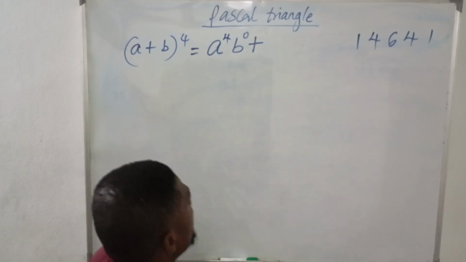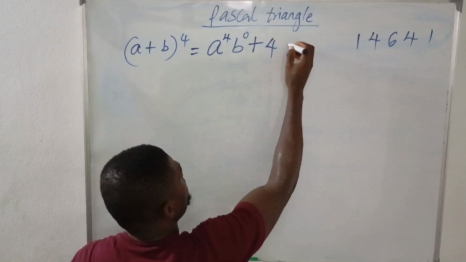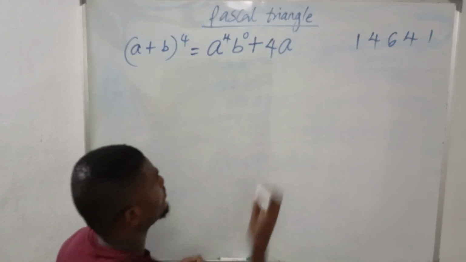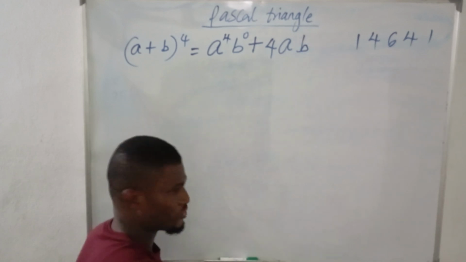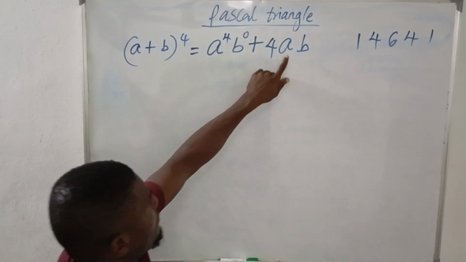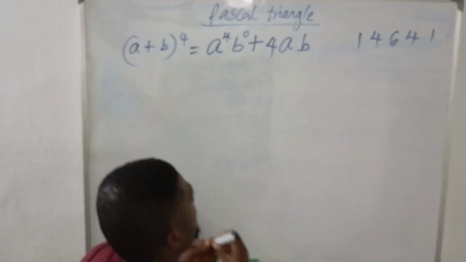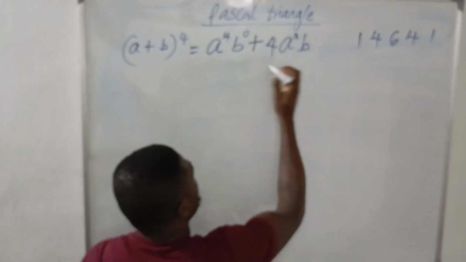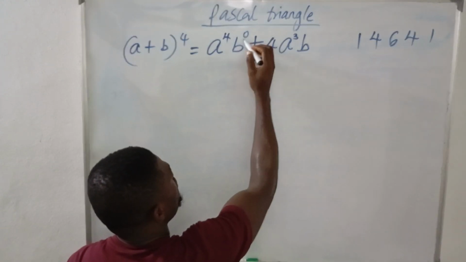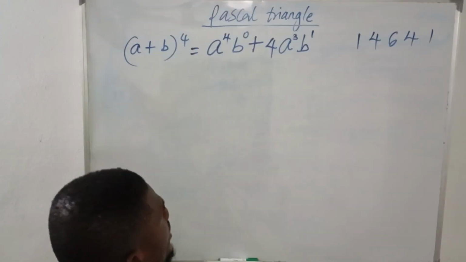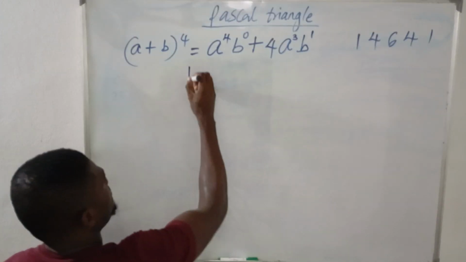Coefficient now is 4. So I'll put down 4. First variable a, second variable b. But what is going to be their power now? The power of a would decrease from 4 to 3, while the power of b would increase from 0 to 1. Okay? Now we repeat the process again.